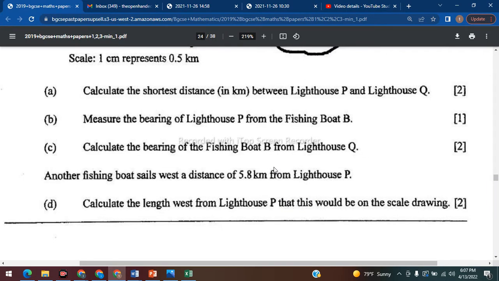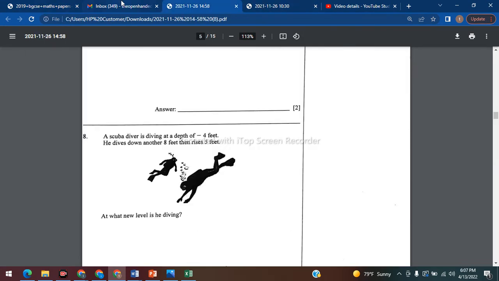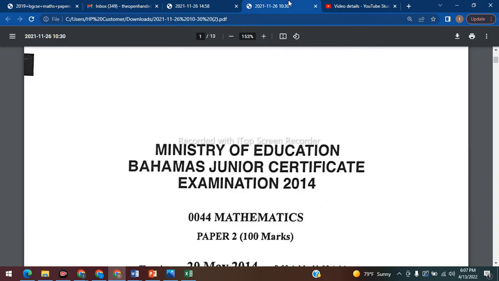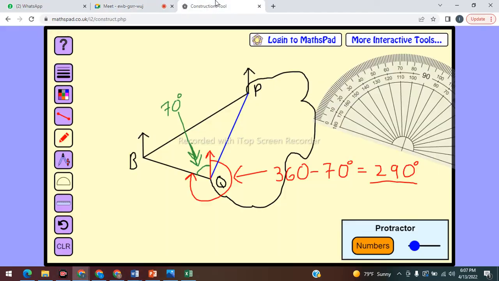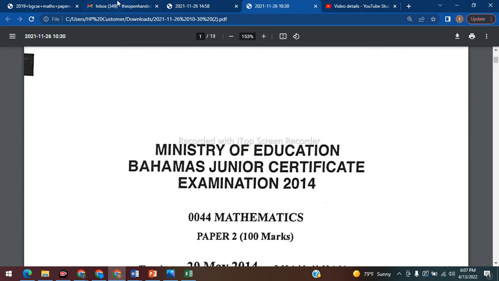We are going to begin right where we left off with the homework. The question was the following. Another fishing boat sails west at a distance of 5.8 kilometers from Lighthouse P. Calculate the length west from Lighthouse P that would be on the drawing. I hope I didn't erase that, our drawing from yesterday. Oh, there it is. Good, perfect. I feel so much better. So let's use that drawing to answer this question.